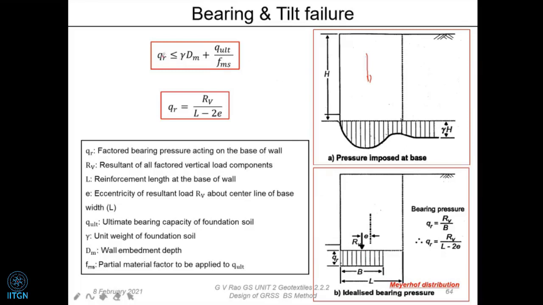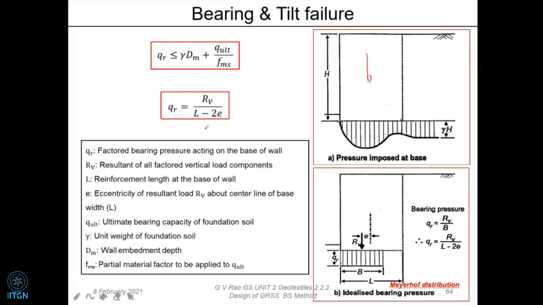And what is QR? QR is obviously the factored bearing pressure acting on the base of the soil. This is the factored bearing pressure. Then gamma dm: we know very well what gamma is, and dm is the embedment depth. And Q ultimate by FMS, the factor of safety on bearing capacity, so the ultimate bearing capacity divided by the factor of safety. The factored bearing pressure QR acting on the base of the wall has to be less than or equal to this much.